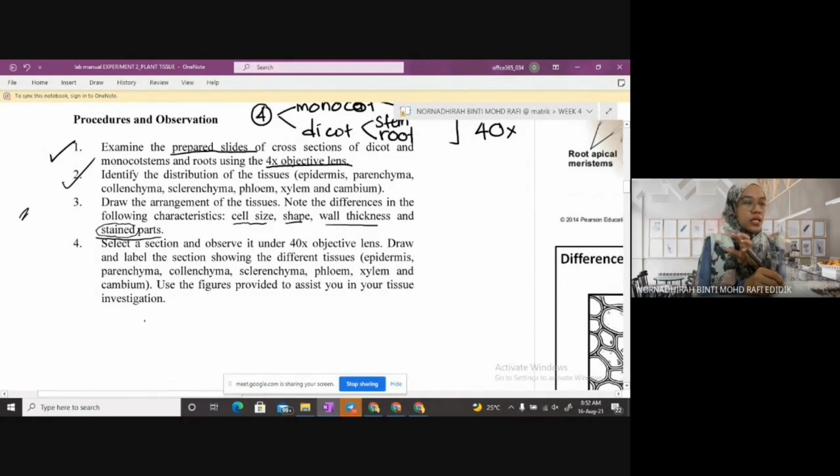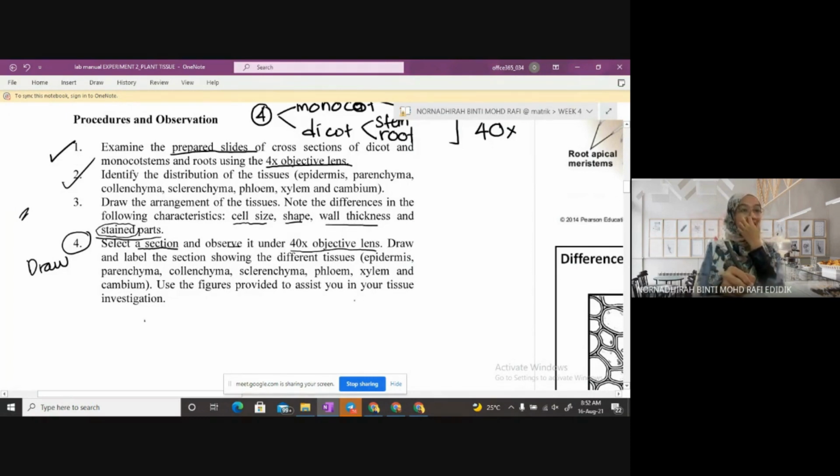Okay, yang ni untuk draw, tapi what you need to do is you guys kena draw pula untuk yang keempat. Inilah sebenarnya what you need to draw. Step number 4. Okay, select a section of your tissue and observe it under 40 times objective lens. Okay, observe under 40 times objective lens. So yang ni yang you guys kena fokus. Macam saya sebut tadi, under 40 times kita takkan nampak the whole structure of the tissue. We only can see a section of the parts of the tissue.